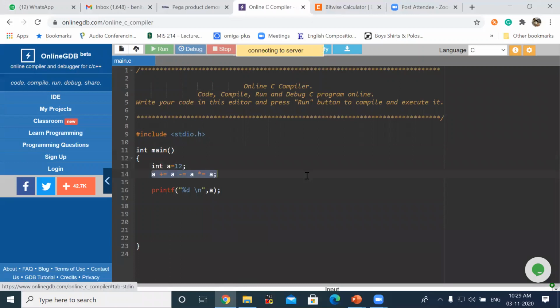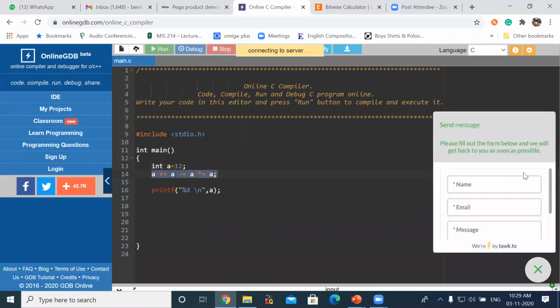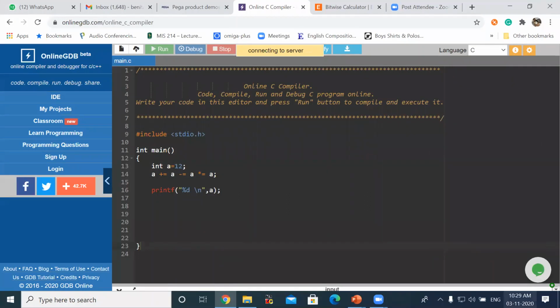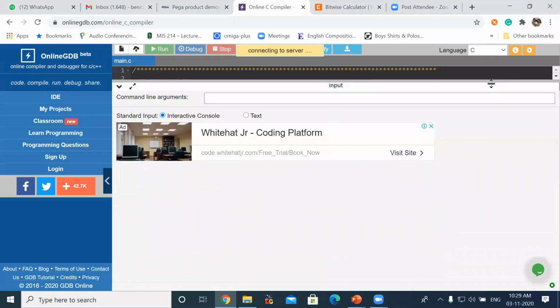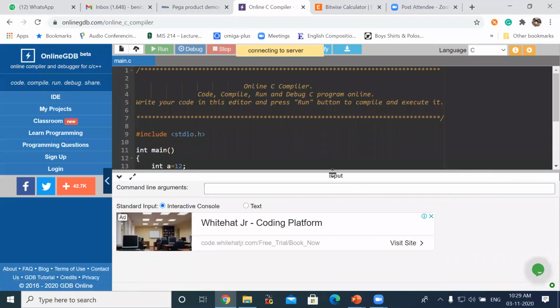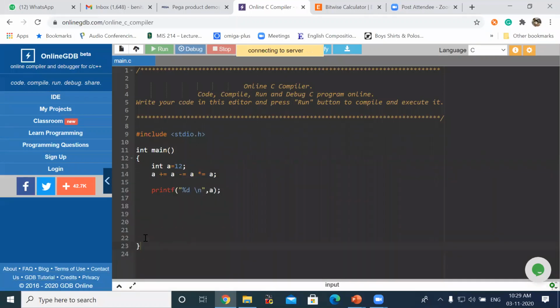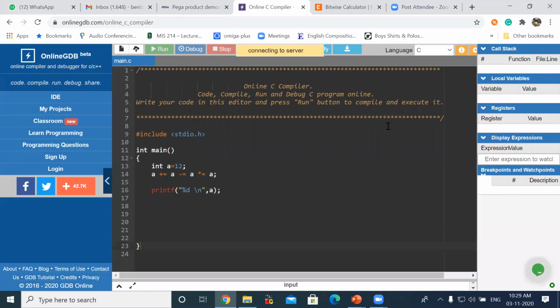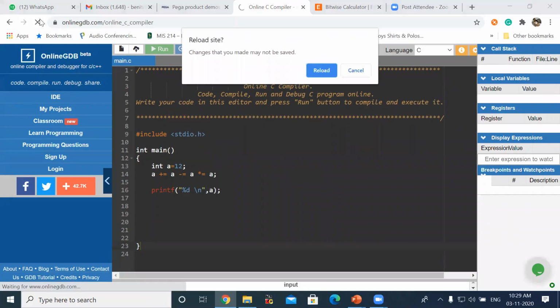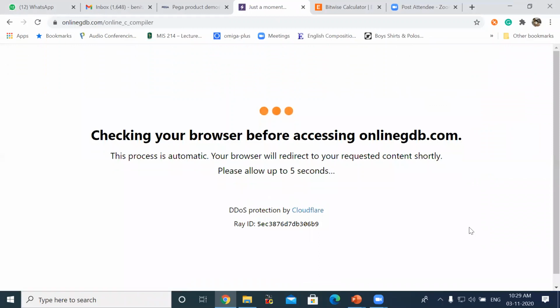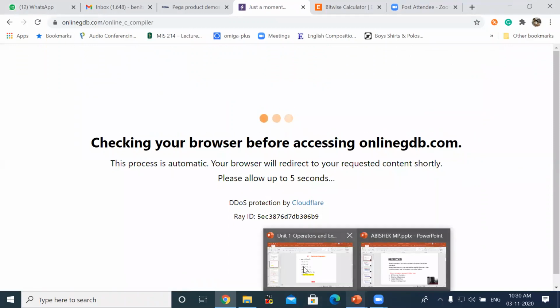Where it is running? Why is it showing this now? It's having some error, I think, connecting to the server. It is showing. One second. Okay, I'll show it later.